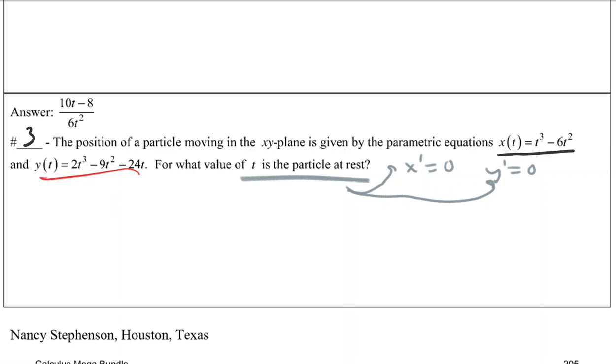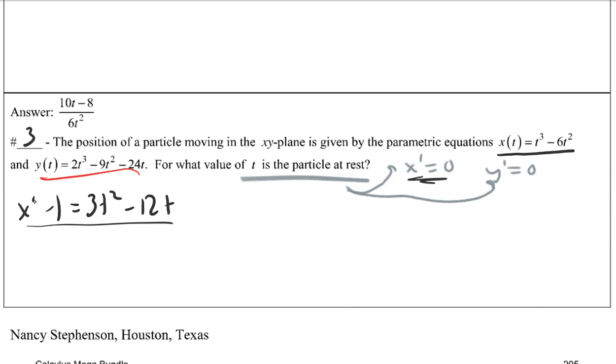So that change is going to come from the derivatives. So if we find x prime of t, a couple power rules. So this is the derivative of x, which of course represents the rate of change of x for any given time. And I would like to know when this guy is at rest.